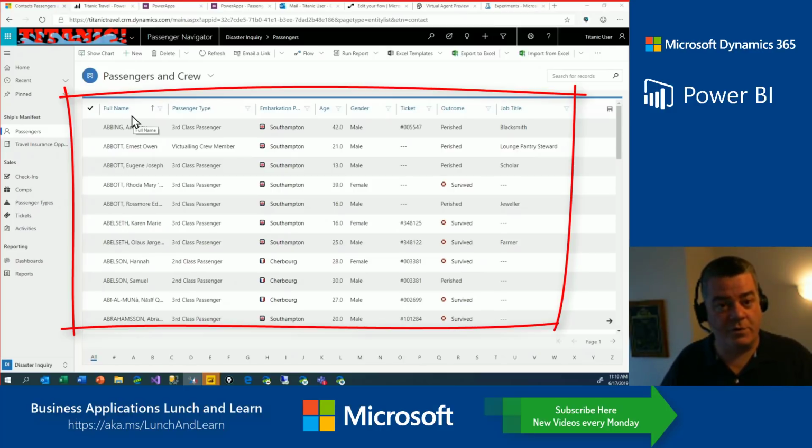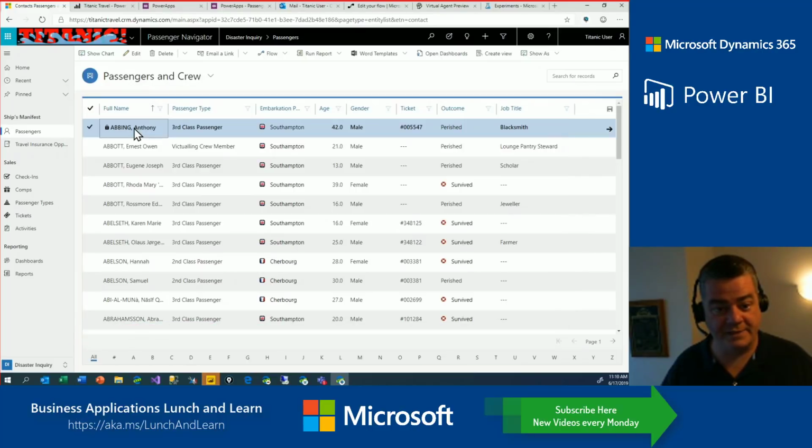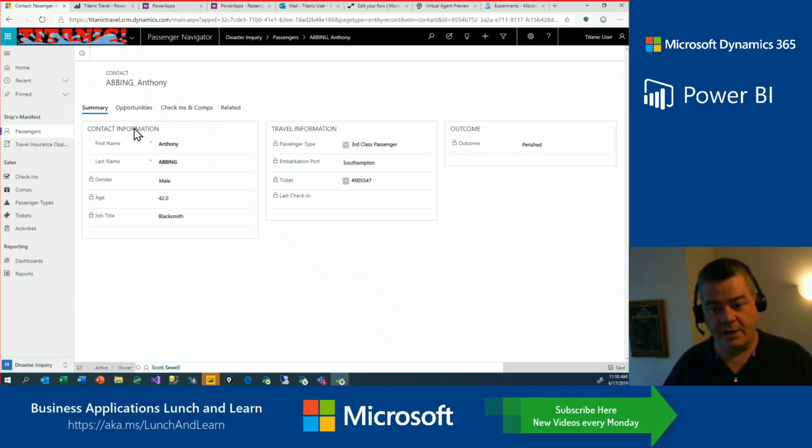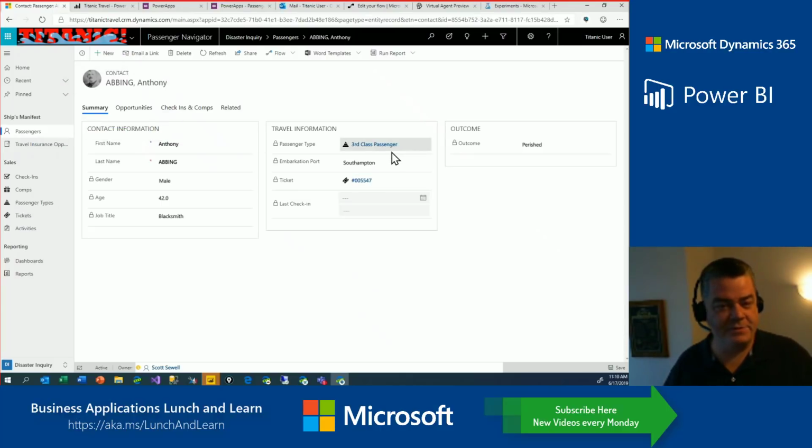And a lot of this data is historical data. There's people who are really fascinated with pulling all this information together. In fact, even within a contact, we can look at a contact itself and see the pictures of them, who they are, as well as this information. The passenger type is interesting.